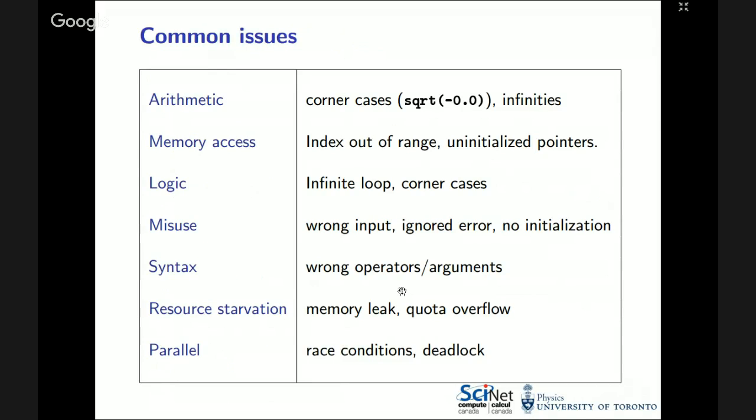Okay, so other common issues that you may find, again in arithmetic, you may have corner cases. Like if you try a square root of -0.0, depending on the compiler, you may get a 0 or you may get an error. Also, if your numbers go beyond the representation of the type of variable that you are using, you may get an infinity. The memory access is something that we mentioned. An index out of range, for instance, or uninitialized pointers.